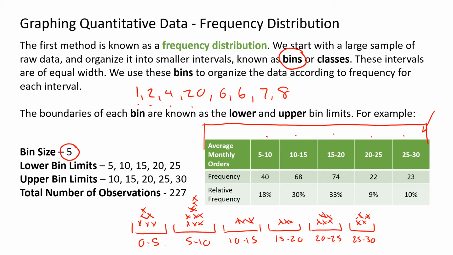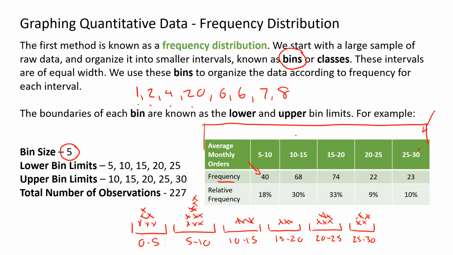The next term is our lower and upper bin limits. So our lower bin limits are simply the first number in each of these bins, okay? So it'd be 5, 10, 15, 20, and 25 for the lower bin limits. The upper bin limits, okay, are the second numbers within these bins. Okay, so 10, 15, 20, 25, and 30. So with each one of these, all right, we have a certain number of observations that fall within that. That's known as the frequency.